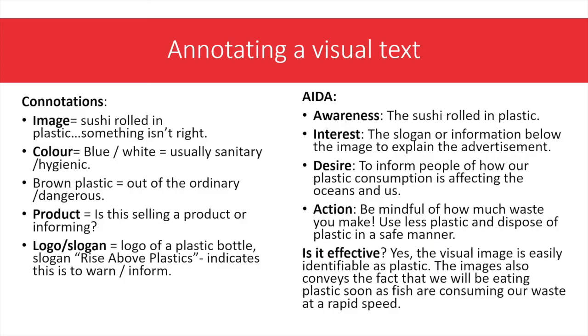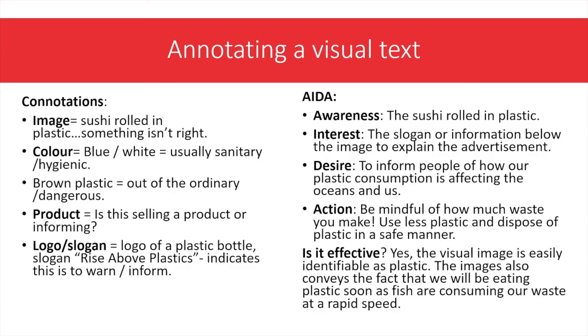Annotating a visual text. First of all, let's start off with the connotations. Remember, a connotation is the thoughts and feelings you have towards, in this case, an image, color, and product. So, for example, the image in this one is sushi rolled in plastic. We can see that something isn't right. We are immediately going to have a negative connotation.